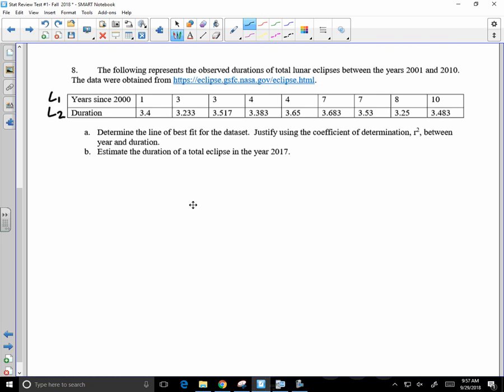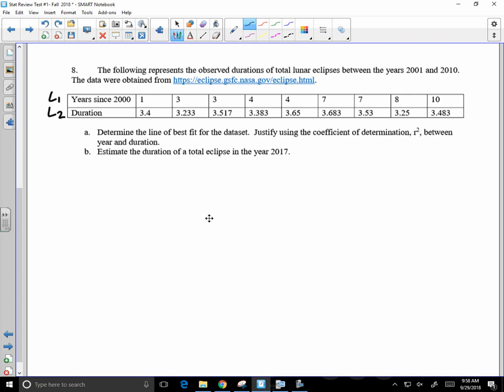All right. Determine the line of best fit for the data set. Justify using the coefficient of determination. I don't know what that means. Oh, wait, R squared. Okay, now I know what it means.